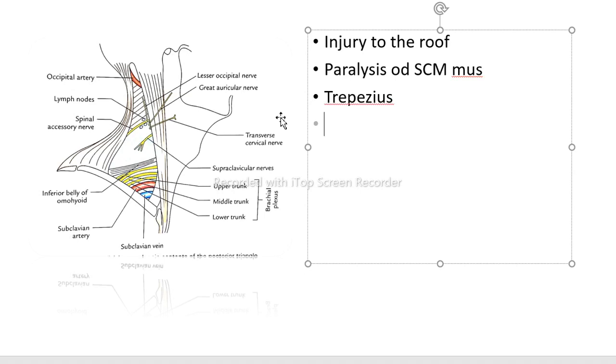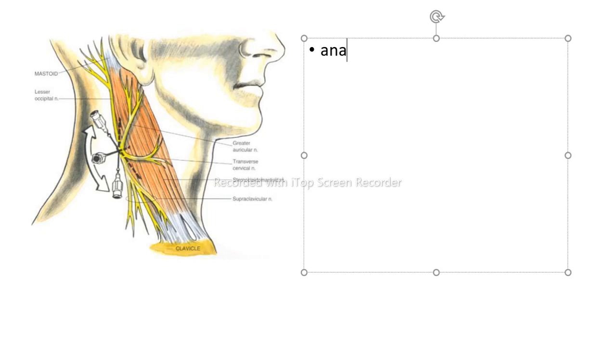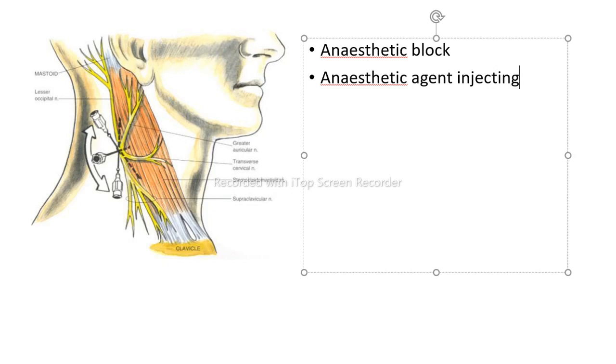Anesthetic block. To produce anesthesia in the neck, the anesthetic agent is injected at several points, especially around the middle of the posterior border of the sternocleidomastoid muscle.